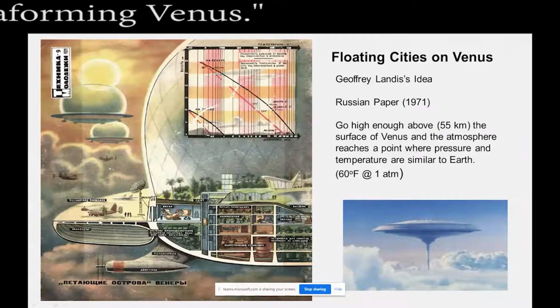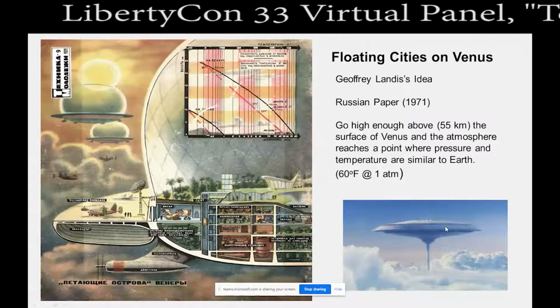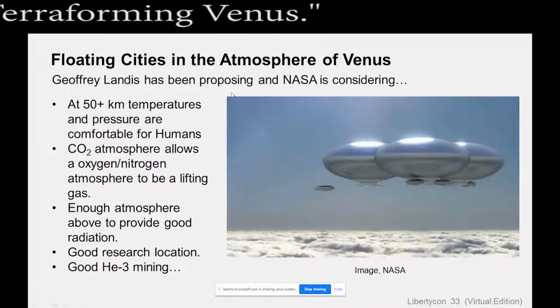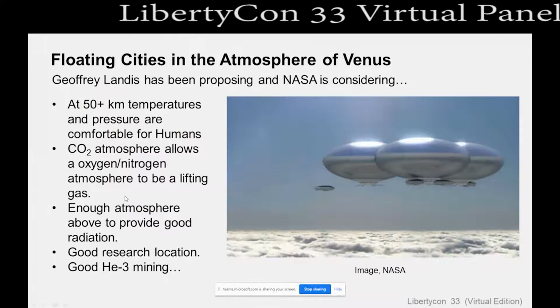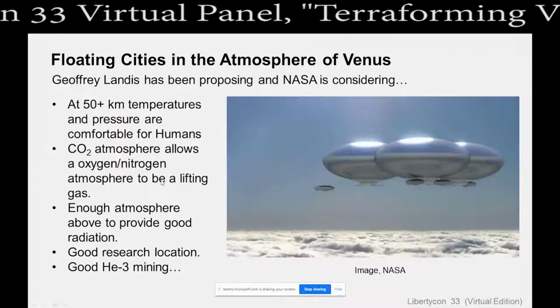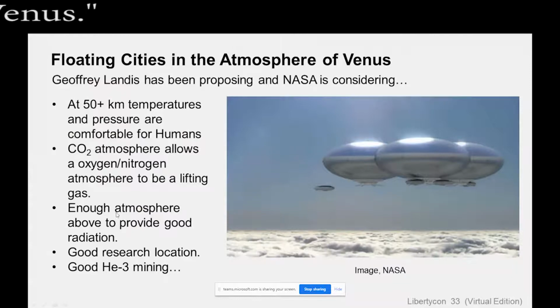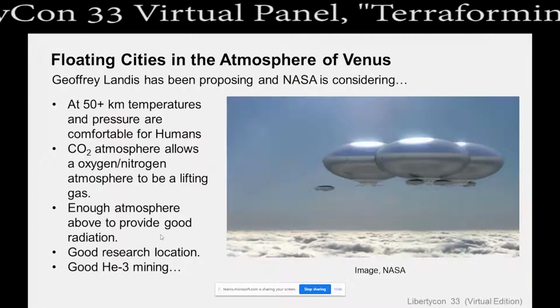So that's a thought. Here's another cloud city that you may recognize, and there's no reason we can't build cloud cities that look just like this. So floating cities in the atmosphere of Venus is something we can do probably very near term, well, relatively near term. And again, because of the CO2 atmosphere, we have lifting gases of oxygen, nitrogen. So it could actually be a pretty interesting place to work. And what's also important is that at that altitude, you still have enough gases above you to provide good radiation shielding. So it's a good research location.